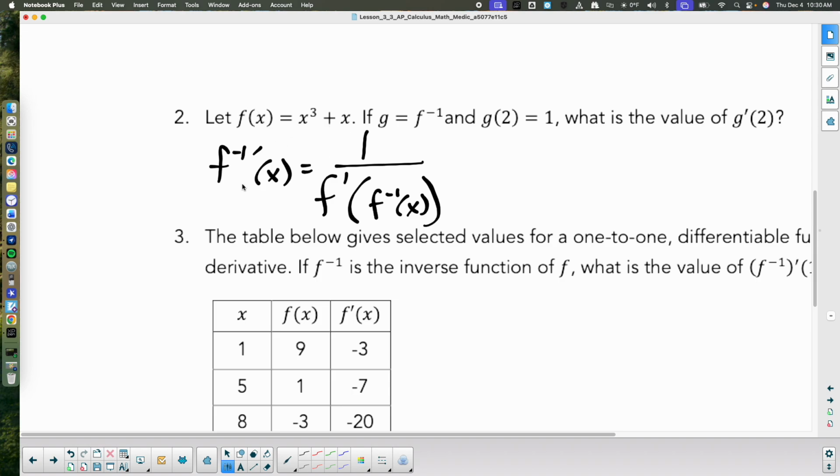Okay, so f of x is x cubed plus x. Let's just start with the inside first. Then let's find f inverse of 2. Okay, so f inverse of 2 is going to equal something. I wrote prime by accident, sorry. How do we figure out f inverse of 2?